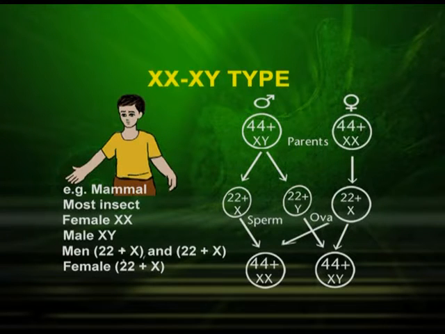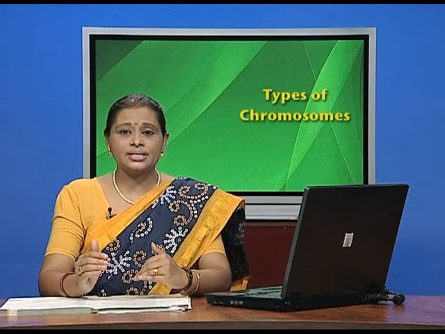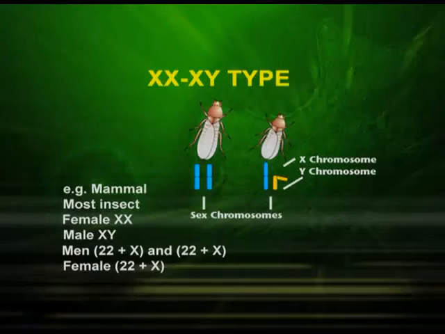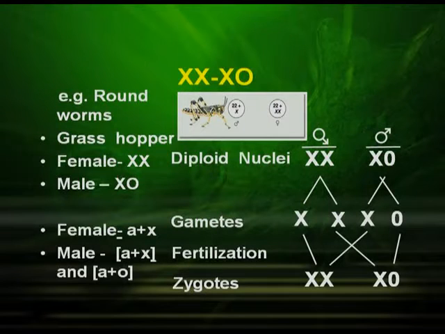In the following picture, we can easily see how these heterogametic and homogametic conditions are fulfilled in human male and also in Drosophila. The first type is the XX and XY type. XX is the female and XY is the male. This is found in mammals and in most insects. The second type of sex determination is the XX-X0 type. This is generally found in roundworms and grasshoppers, where the female is XX, that is, homogametic, but the male is X0, that is, heterogametic.